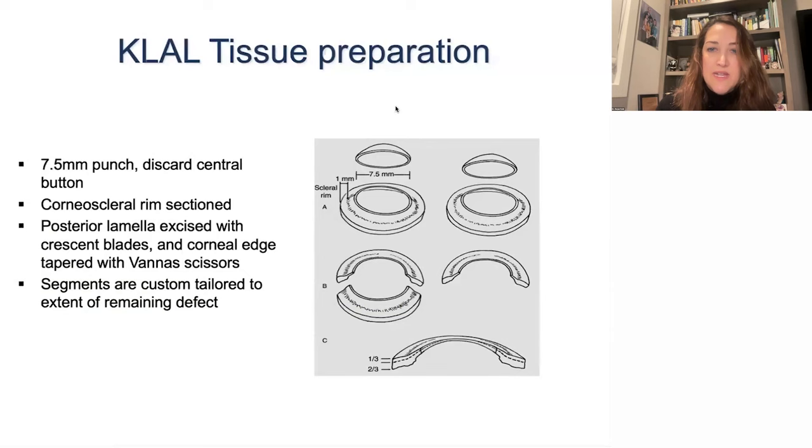Punch out the central 7.5 millimeters, take that corneoscleral limb, section that to whatever size is required, do a posterior lamellar dissection, and we thin out that corneal edge and take that segment and place it on the ocular surface.